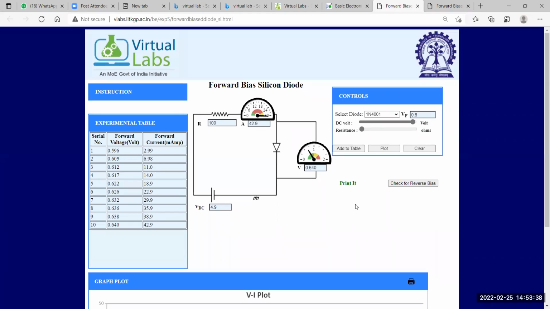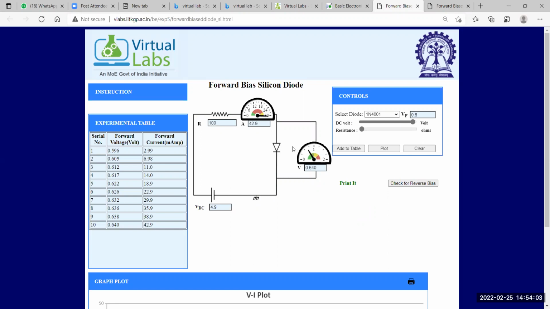Cutting voltage is basically the barrier potential in the electric field created by the depletion region. So what is the cutting voltage? Cutting voltage is basically the barrier potential in the electric field created by the depletion region.